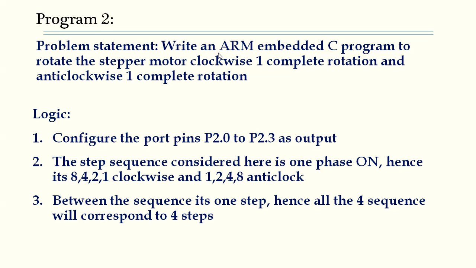As we know, whenever there is a movement, you give the sequence. Between the sequences, that is between 8 and 4, it's a movement of one step. Next, between 4 and 2, there is another step that moves. Between 2 and 1, there is another movement, and 1 and 8, there is another movement. So once you give all the 4 sequences to the stepper motor, it will rotate by 4 steps. This is very important because we are going to put it in a loop. So the calculation of the number of steps will depend upon these sequences that are being provided.